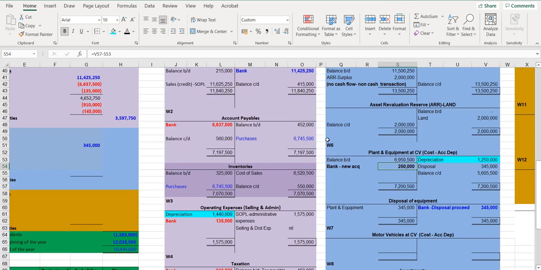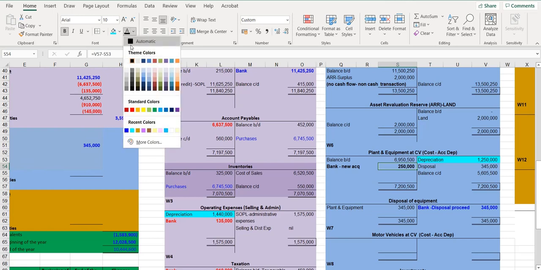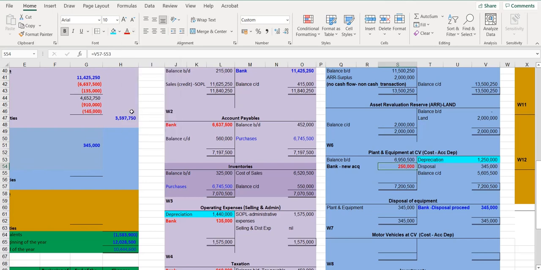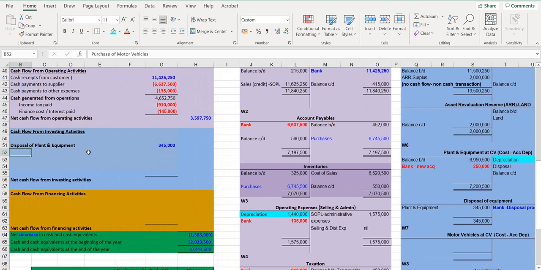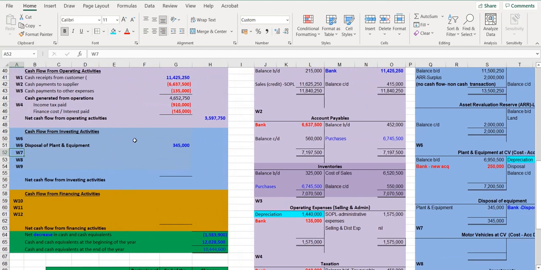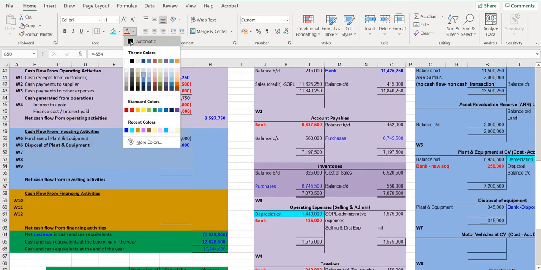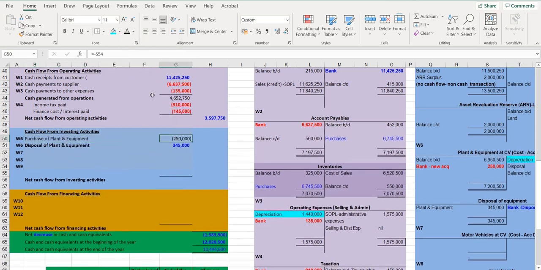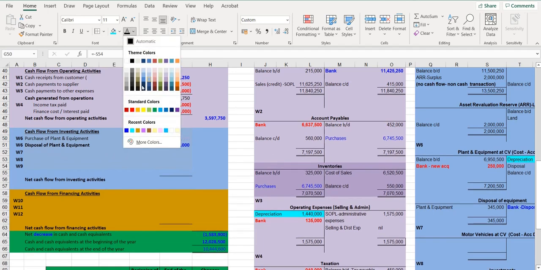But here at the end, the bank amount that you spent during the year, the cash that you spent to acquire PPE, plant and equipment, was 250,000. So that was a new acquisition. So include that in the statement of cash flow here. So you will include it here, right? And this is an outflow.